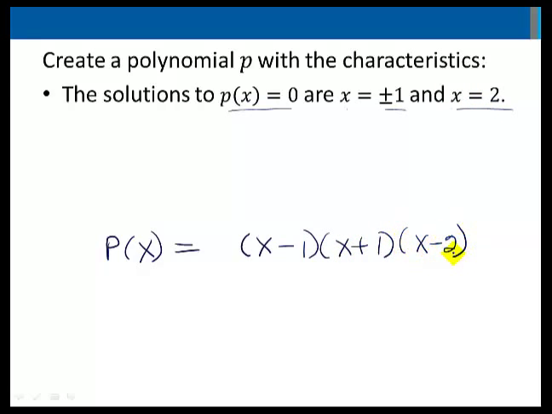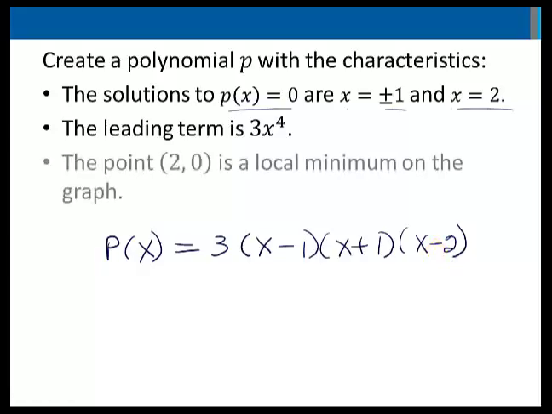Okay, so let's look at our next characteristic of the polynomial. The leading term is 3x to the 4th. Well, I'm just going to throw a 3 out here in front. And what I'm missing here is I will need to have another x here. I have 3 x's, so if I multiplied out this polynomial, I would have 3x cubed plus some other stuff. But let's see what our next requirement is.